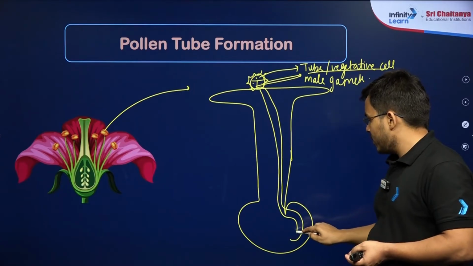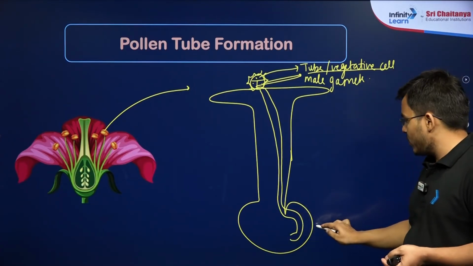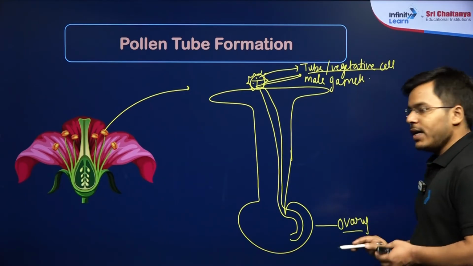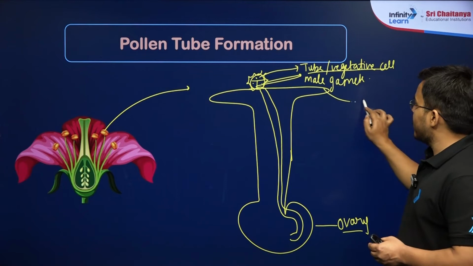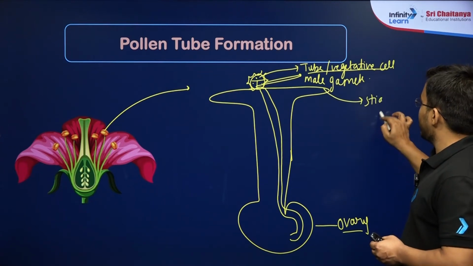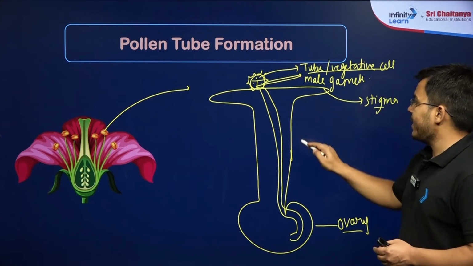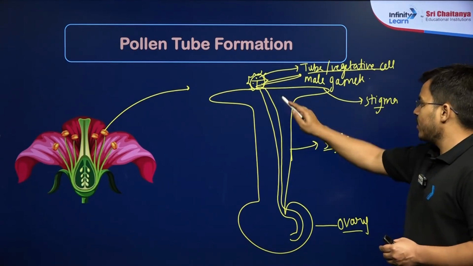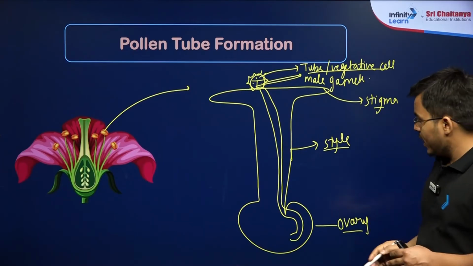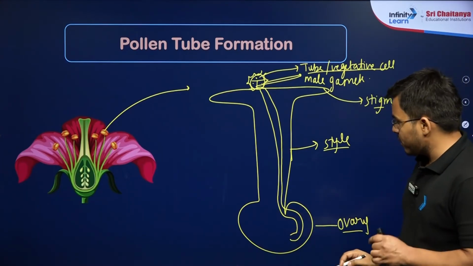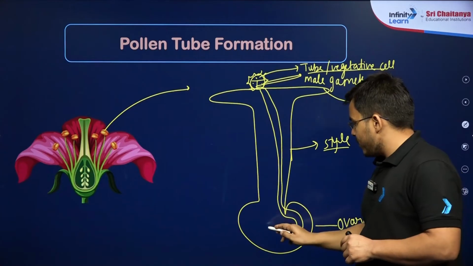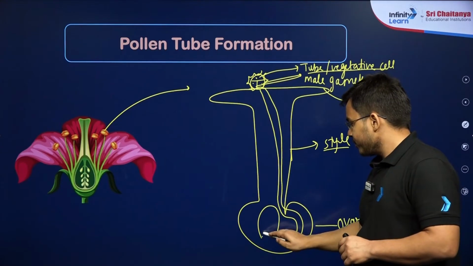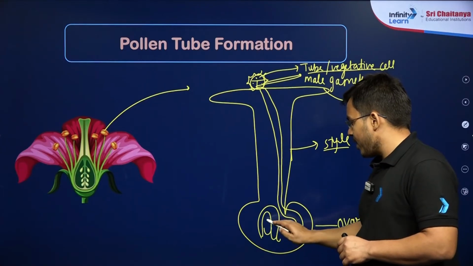Here, as we know, this is the ovary portion of the pistil. This is the stigma portion of the pistil where the pollen grains landed, and this is the style portion of the pistil from where the pollen tube is running. In the ovary portion of the pistil, the female part, there is a structure that we call the ovule.